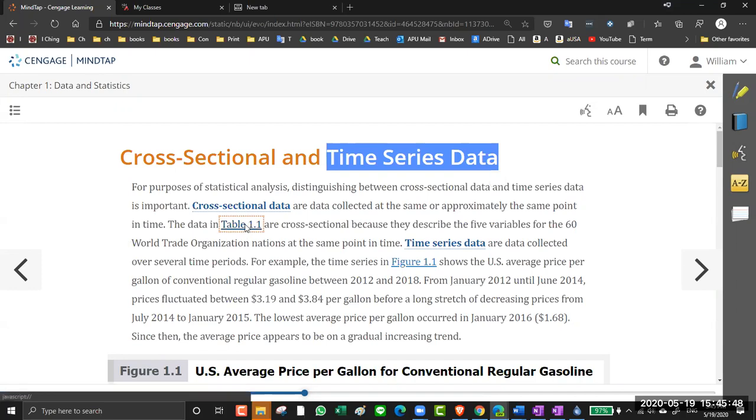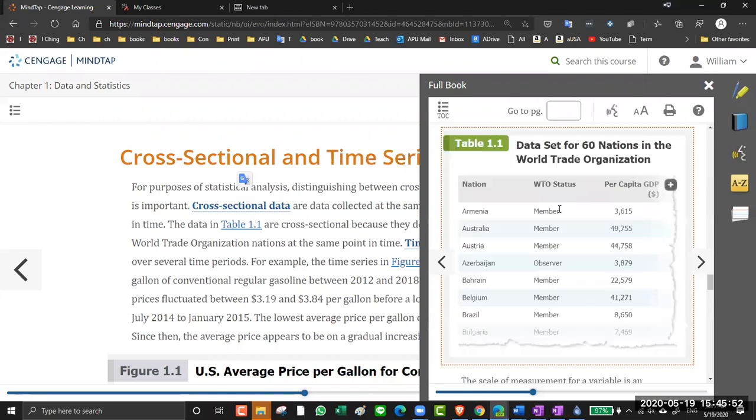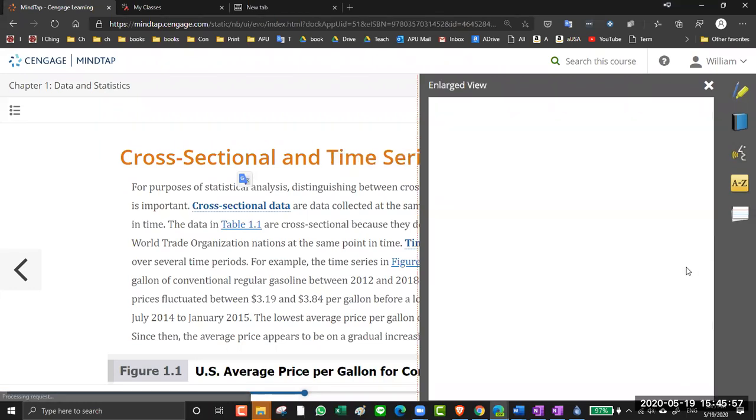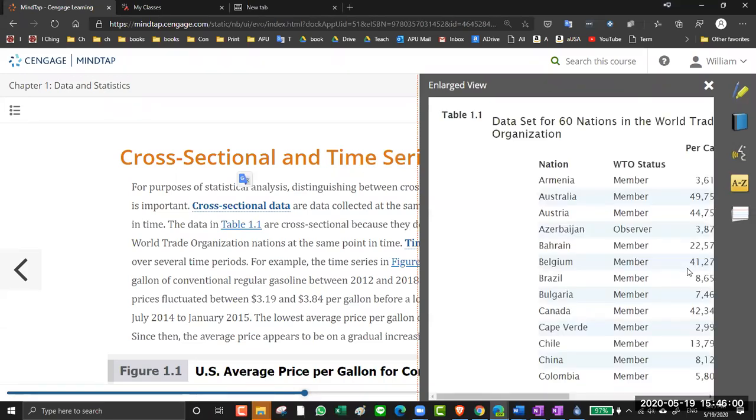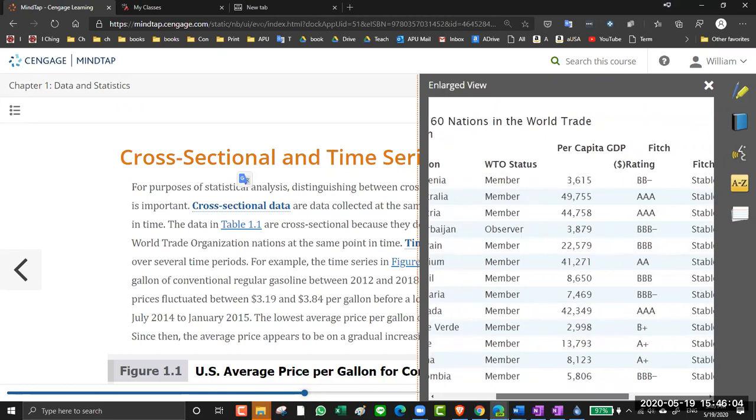So what about table 1.1? This one. Is this time series or cross-sectional? Cross-sectional data. Right. It's not taken at different times. This is all taken at the same snapshot in time, right?